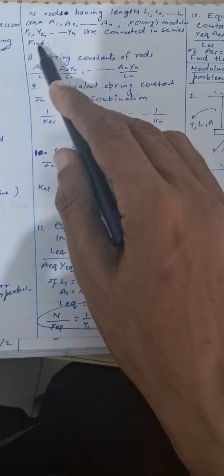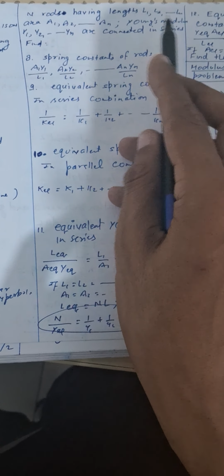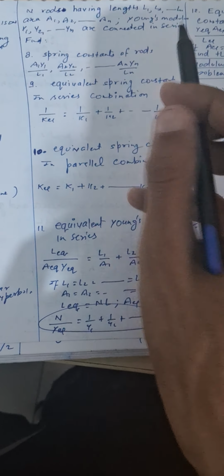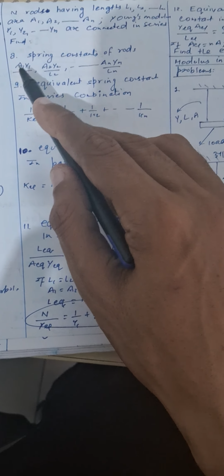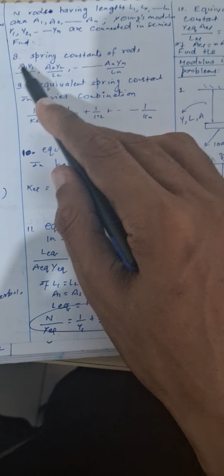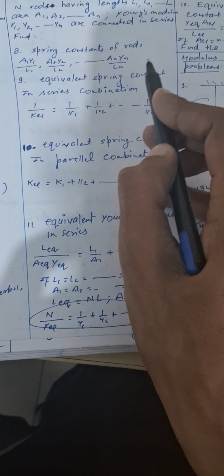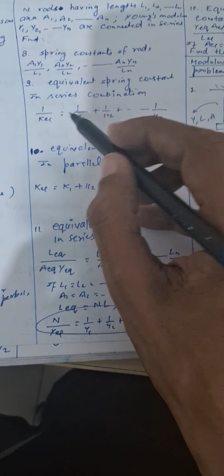Next, we have a question related to n rods having lengths L1, L2, Ln, areas A1, A2, An, Young's modulus Y1, Y2, Yn. They are connected in series. Then the first question is spring constant of rod, so it is AY by L. Correspondingly, for the first rod you use 1, for the second 2, and for the nth rod n.